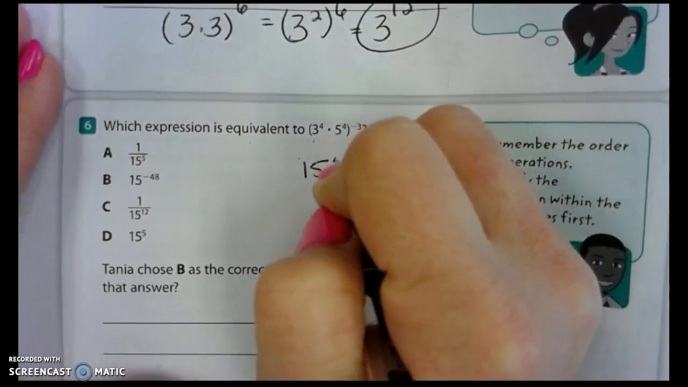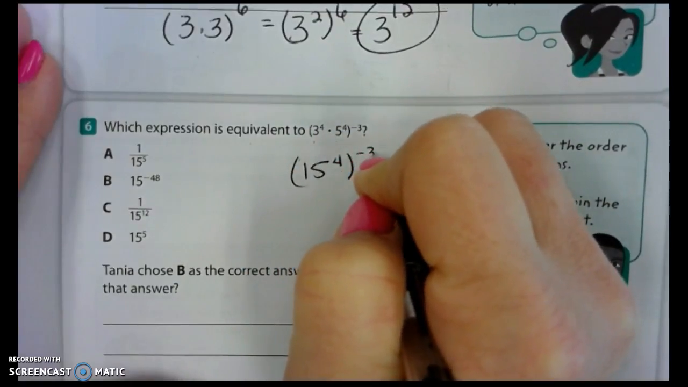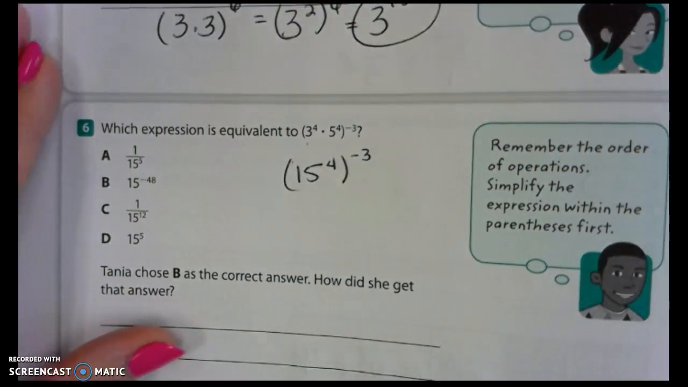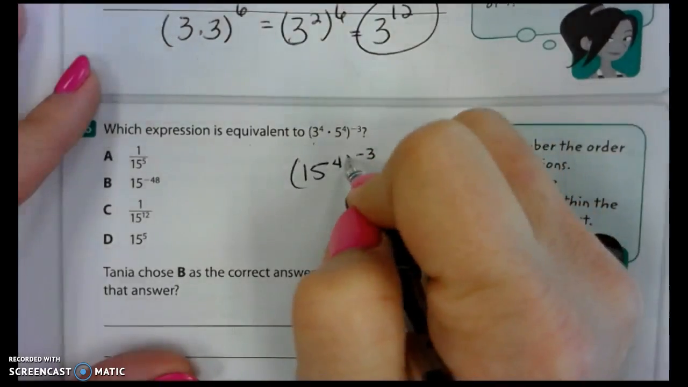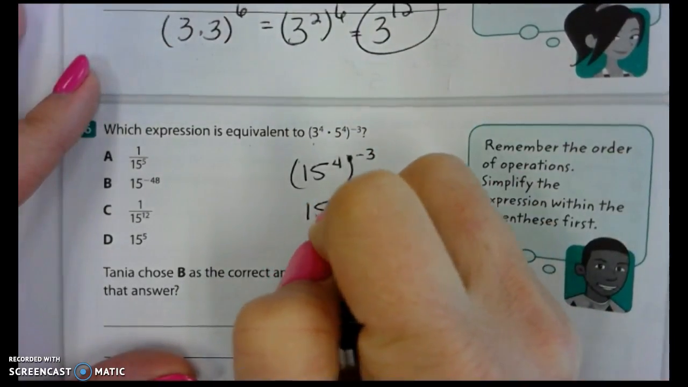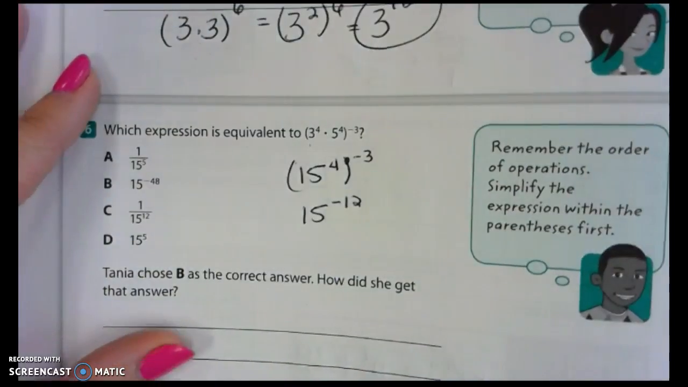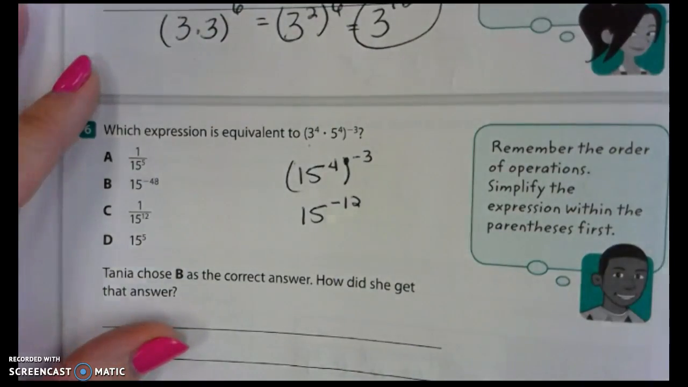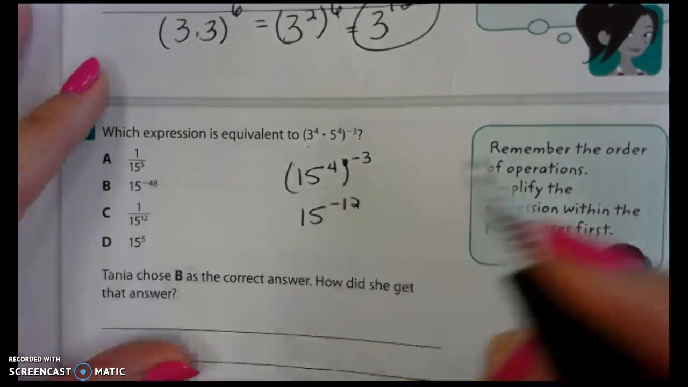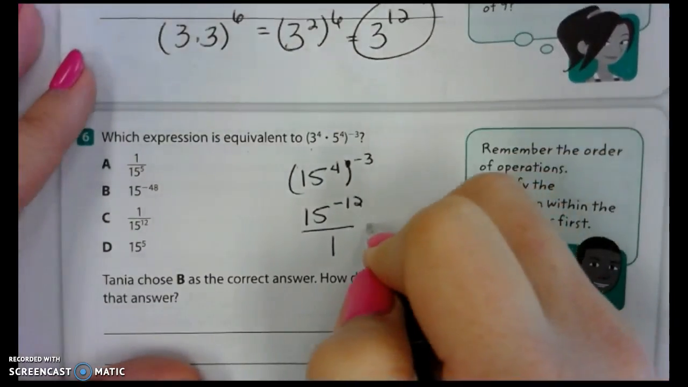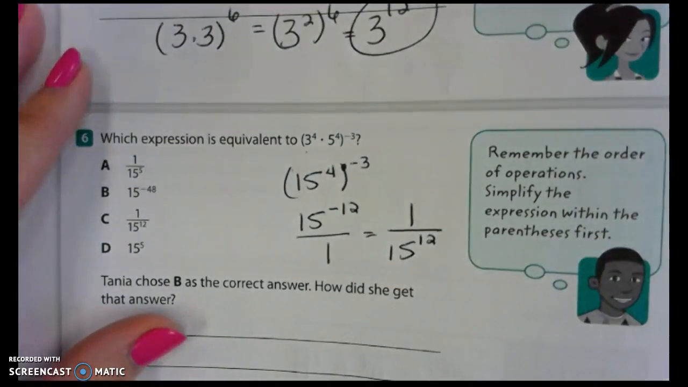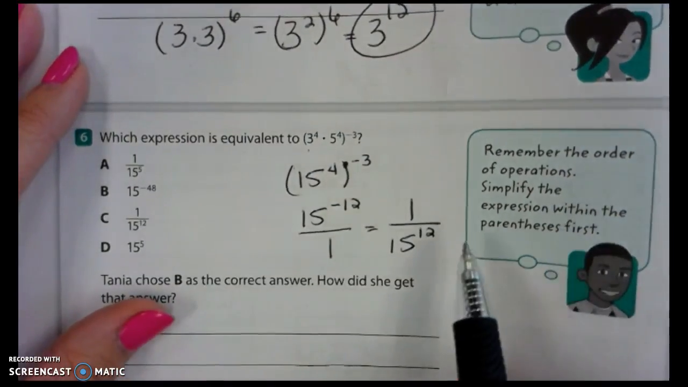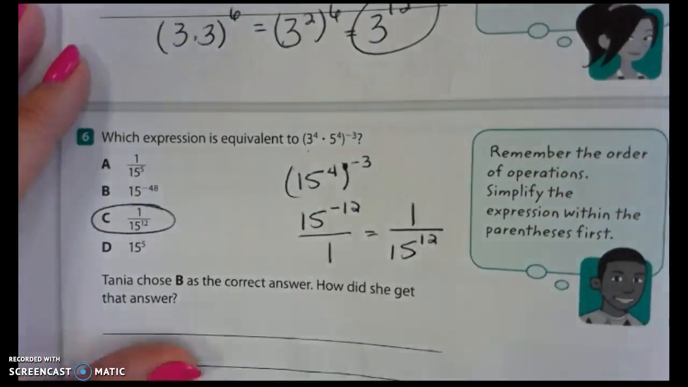And I'll keep that exponent, which was 4. Now the negative 3 is still sitting out there on the outside waiting. I'm going to go ahead and use the power rule. 15 to the 4 times negative 3 gives me 15 to the negative 12. Now I have to make that negative 12 positive. I'll make it a fraction. I flip the reciprocal. And I've got 15 to the positive 12 on the bottom. The answer here is C.